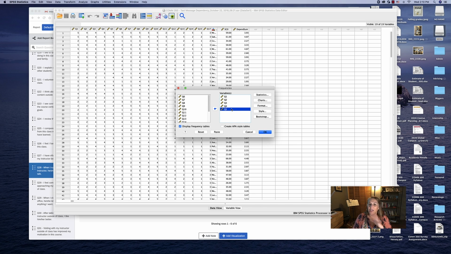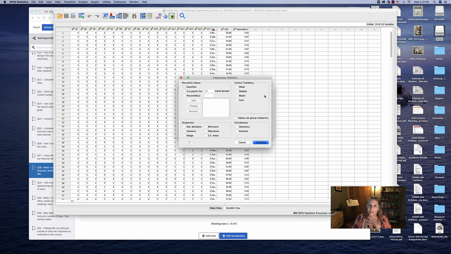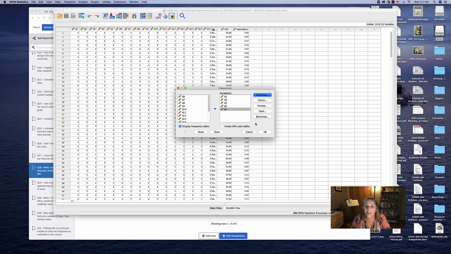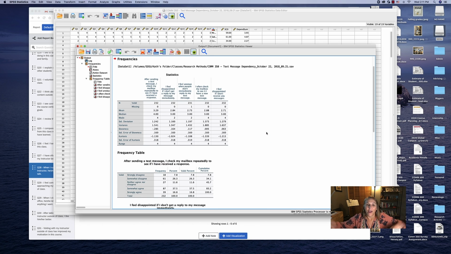Now, before I do anything else, remember, I'm going to be walking you through this. I'm going to look at what kind of statistics I want. And look at this, the ones we're talking about are all here. We want the mean. Let's get the median. Let's get the mode. Let's get the standard deviation, the variance, and the range. And I want to know if it's skewed and if there's any kurtosis. Isn't this beautiful? Then I'm going to hit continue, and then I'm going to hit OK, and boom, it is done for me.